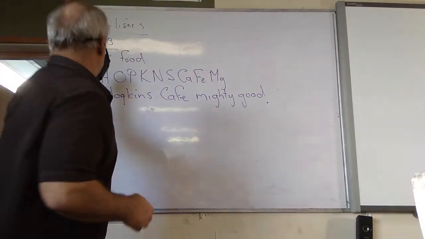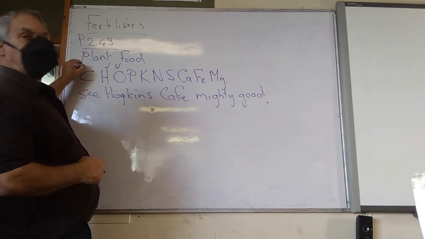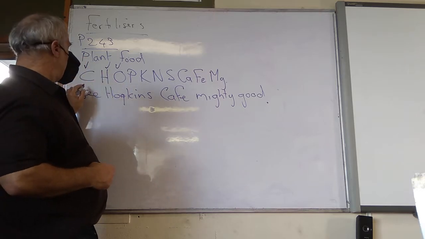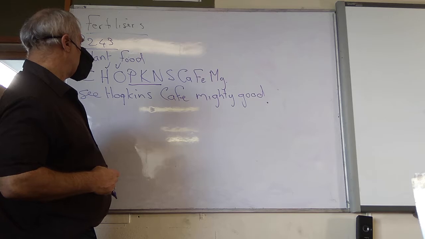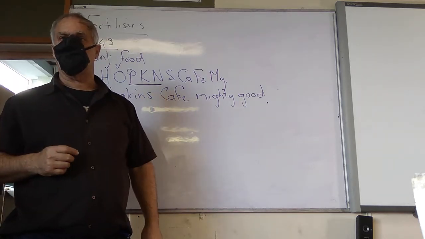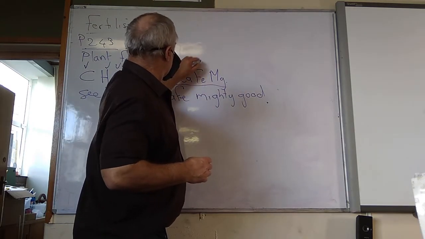Now, plants get H and O from water. They get carbon from the carbon dioxide in the air. So those are taken care of. We've got those three. Next, big macronutrients. We need lots of those. And then these ones are called micronutrients.